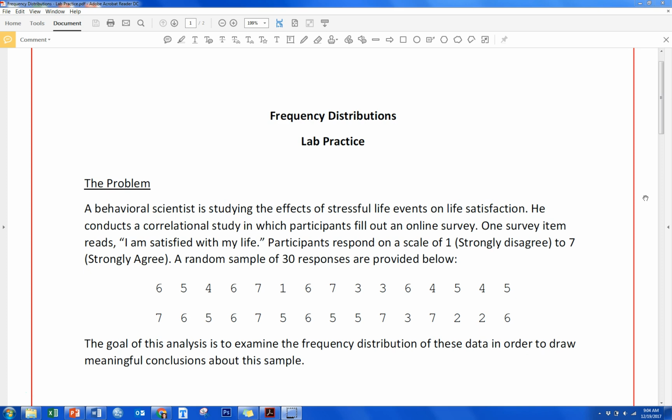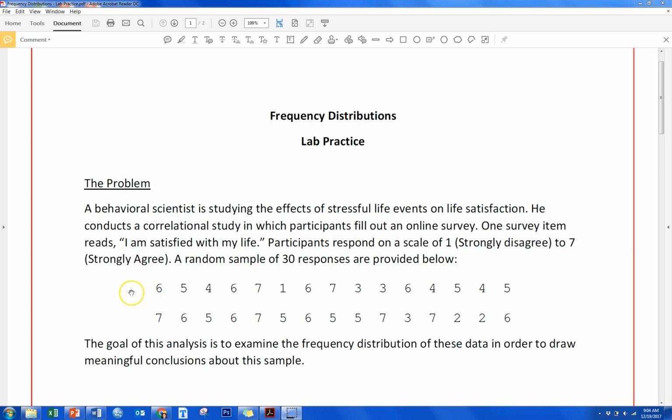Participants responded to this item on a scale of 1 to 7. So they probably responded strongly disagree, somewhat disagree, disagree, neither disagree nor agree, and so forth, but they've been coded from 1 to 7. So strongly disagree is a 1, strongly agree is a 7. A random sample of 30 participants is provided below.